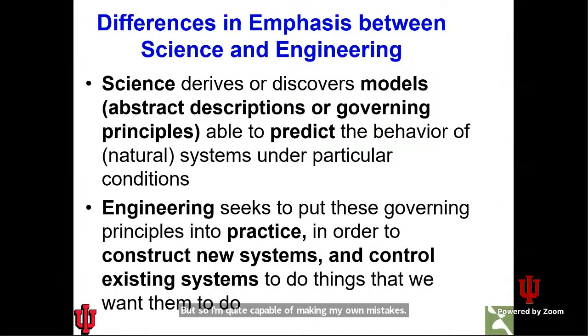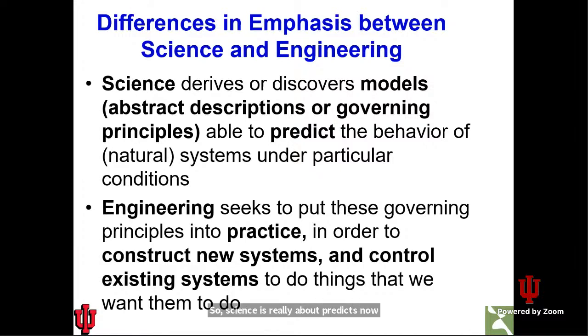One of the things that we'd like to talk about a little bit is why this is a class in engineering. And this class grew out of a class that I taught many years ago in physics. We're focusing on mathematical biology. And there's a lot of overlap between biophysics and bioengineering, computational biology, mathematical biology. But they're not quite the same. And so if you want to try to do a rough idea, you could say that science is about deriving and discovering models or governing principles that predict the behavior of natural systems under particular conditions. And so science is really about prediction.